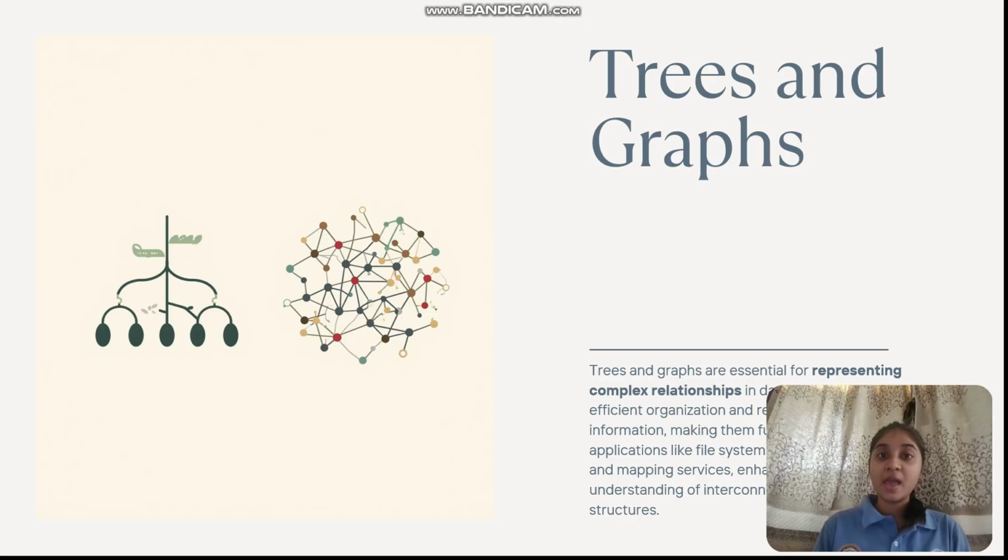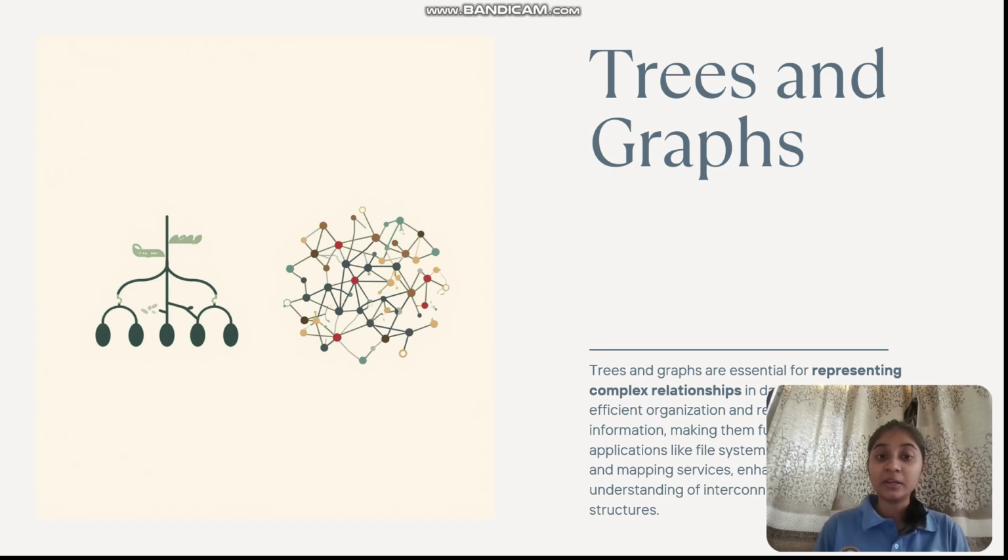Trees and graphs. As I continued learning, I discovered more advanced data structures such as trees and graphs. A tree structure organizes data hierarchically with a root node and multiple child nodes. A common example of a tree structure is a company's organizational hierarchy, where a CEO is at the top, followed by the managers and the employees. Trees are widely used in databases, file systems, and search algorithms.